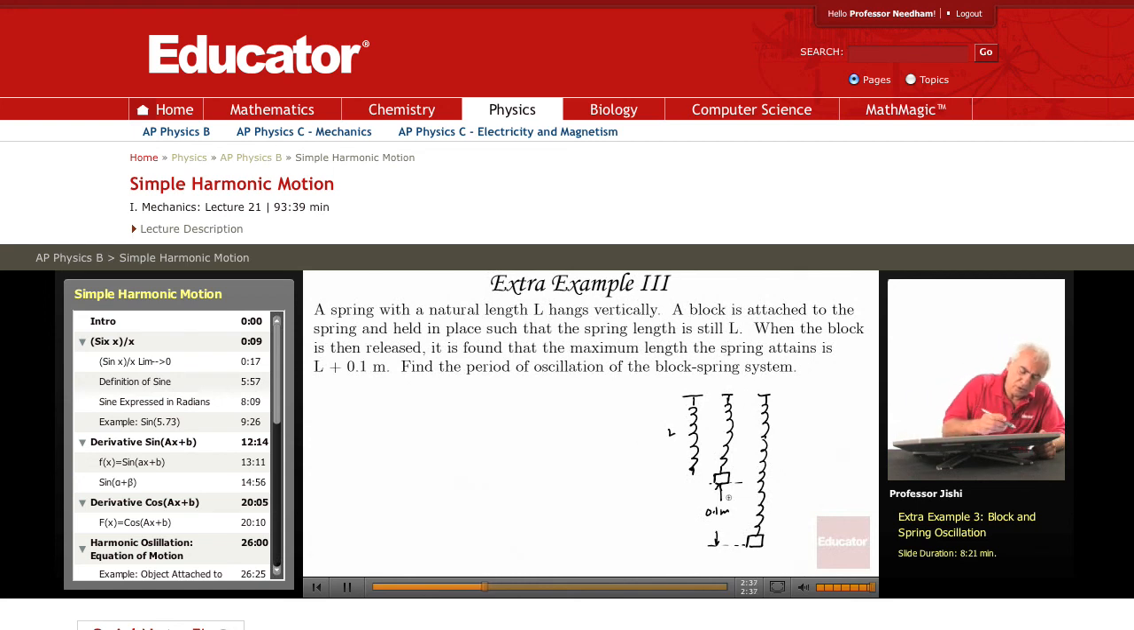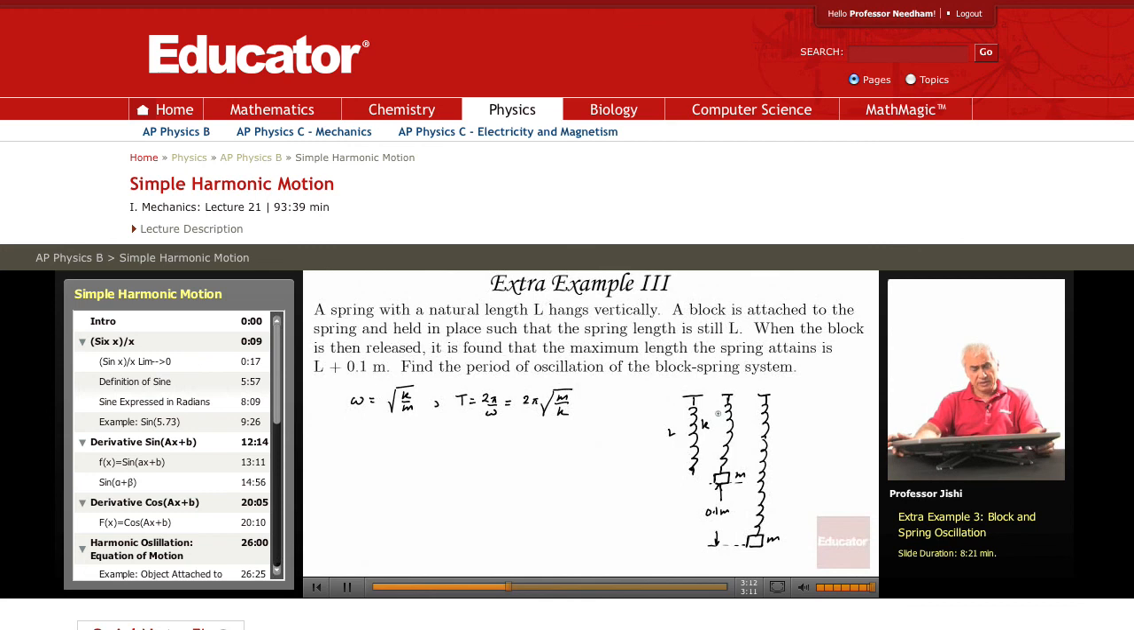Now, we know that for the spring, the angular frequency omega is the square root of k over m. And we know that the period T is 2 pi over omega, so it's 2 pi square root of m over k. M is the mass of the block, and k is the force constant of the spring.